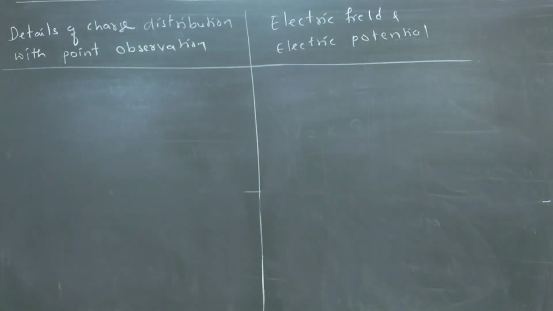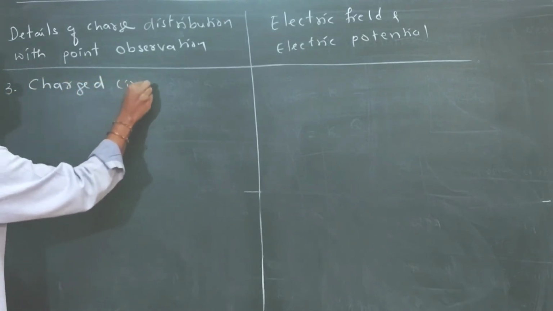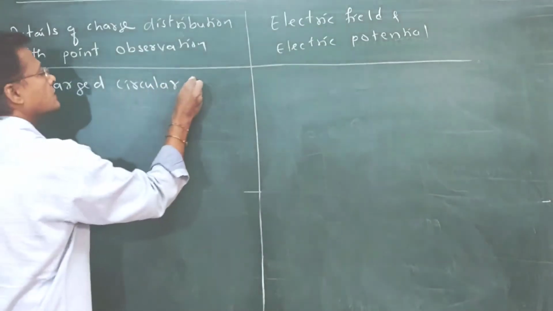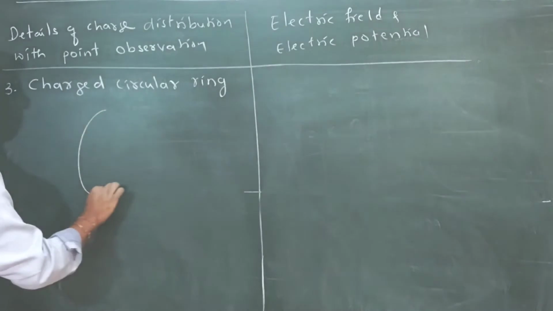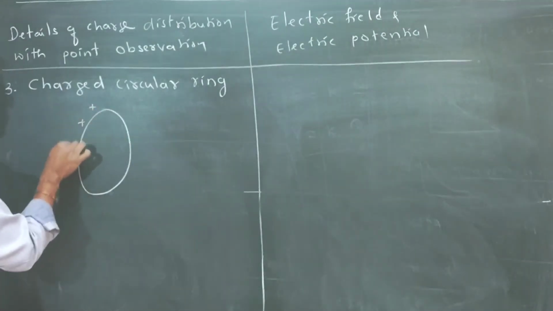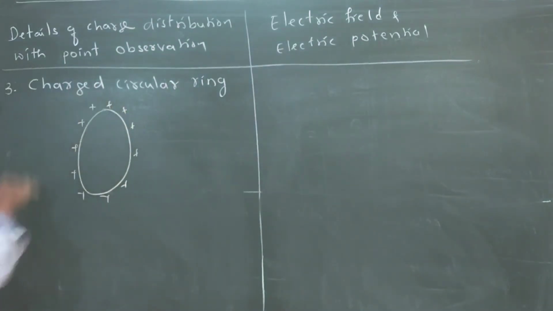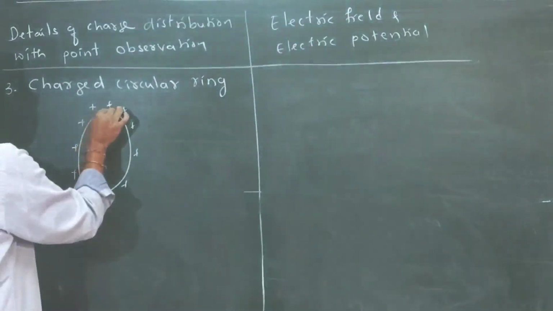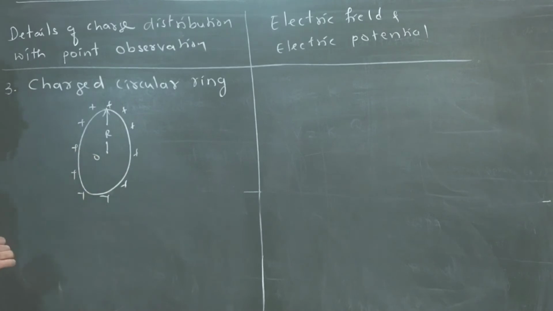Next, charged circular ring. We can see that the third point is the charged circular ring. So this is the one ring. It is positively charged. Okay, this is the positive charge. This is the radius R we are taking, the radius from the center O.